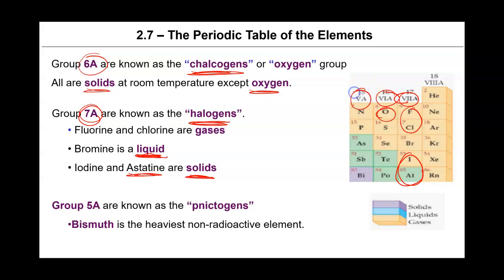Group 5A are known as the pnictogens. Nitrogen is a gas. The rest are solids. Interestingly, bismuth is the last non-radioactive element in the periodic table.